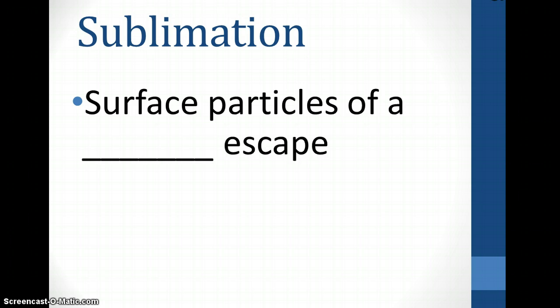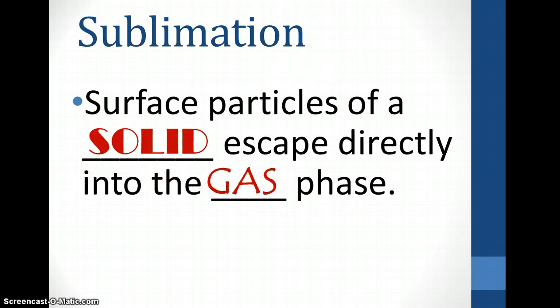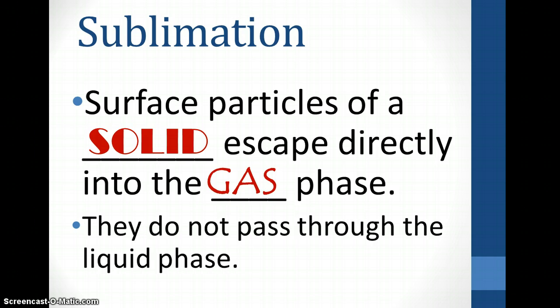The last phase change is sublimation. It's when surface particles of a solid escape directly into the gas phase. So when a solid turns directly into a gas. This occurs when they do not go through the liquid phase. An example of this would be dry ice, like you see on Halloween with the fog. In one second, we're going to go ahead and look at a video clip of dry ice.